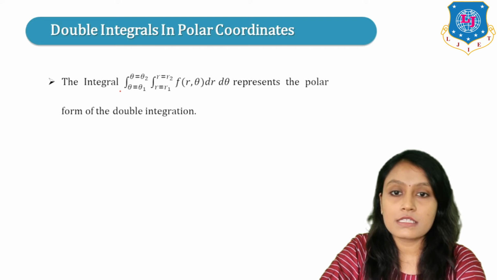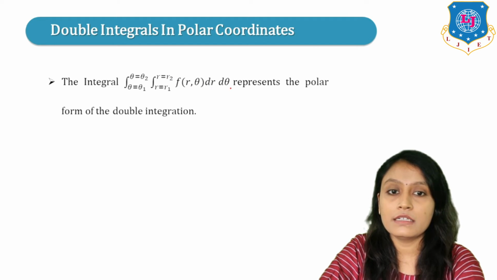The integral with theta from theta 1 to theta 2 and r from r1 to r2 of f(r, theta) dr d theta represents the polar form of double integration. Whenever we are writing in polar coordinates, we have the variables r and theta, and the limits of theta and r are theta 1 to theta 2 and r1 to r2.